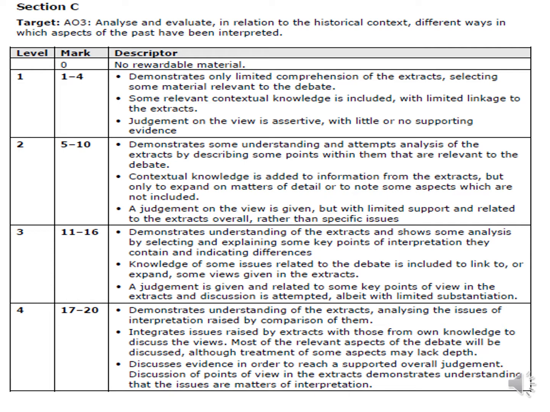I'd like everyone to look at level 4 of the mark scheme, marks 17 to 20, and you'll see 3 bullet points there. First one, demonstrates understanding of the extracts, analysing the issues of interpretation raised by comparison. Integrates issues raised by extracts with those from knowledge to discuss the views. Most of the relevant aspects of the debate will be discussed, although treatment of some aspects may lack depth. Discusses evidence in order to reach a supported overall judgment. Discussion of points of view in the extracts demonstrates understanding of the issues of matters of interpretation.